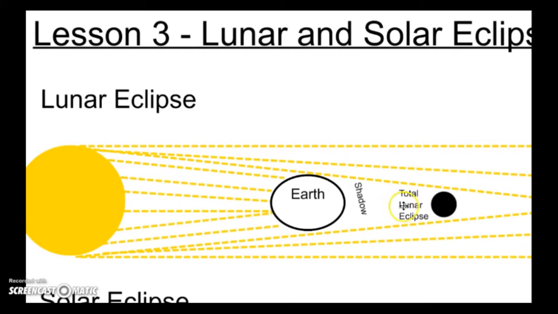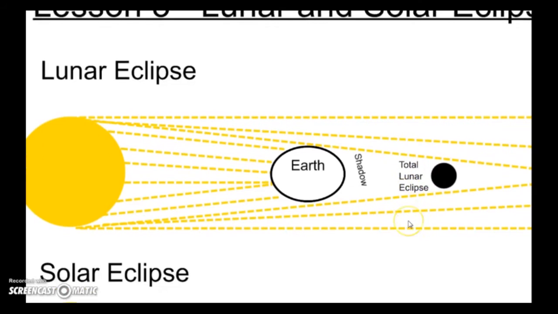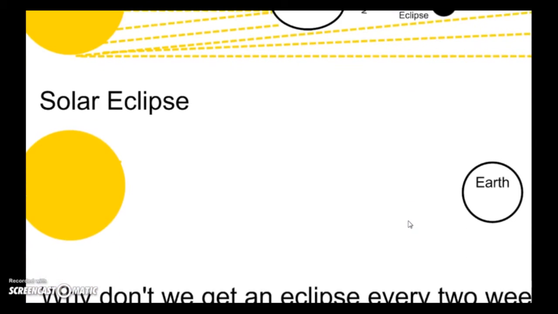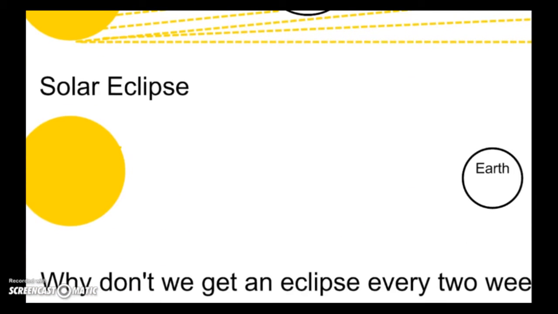Now draw this all very carefully so you'd be able to remember it better. A total lunar eclipse is where we cannot see the moon. So the lunar eclipse is when we can't see the moon. A solar eclipse is when we cannot see the sun. Here's what one looks like.